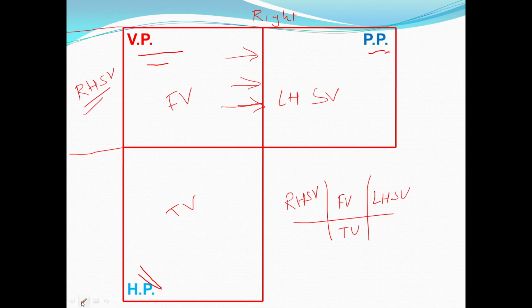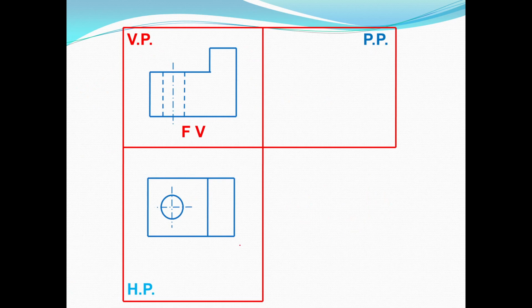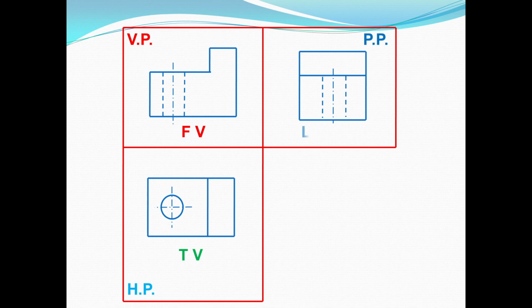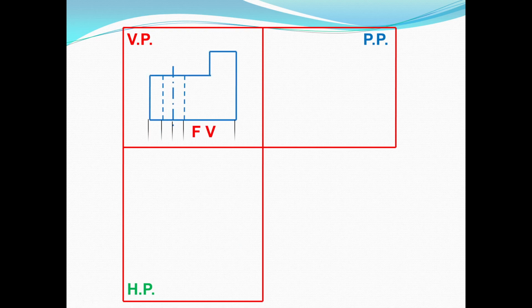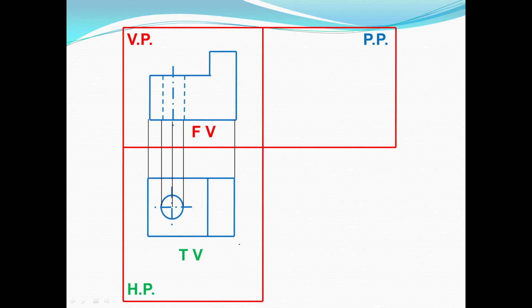So we'll see the projections of that object. This is the front view, the top view on the horizontal plane, and the left hand side view on the profile plane. So is there any connection between these views? Yes, there is a connection. What are those? Those are the projection lines.